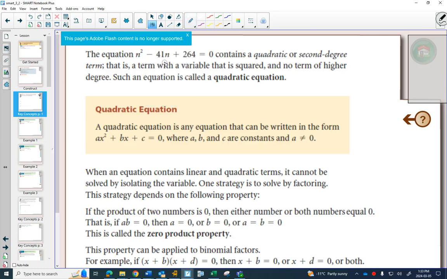The thing we're going to highlight is that if you have something squared in an equation, like n squared minus 41n plus 264, we have a quadratic or a second degree term because we have an n squared. And when you have an n squared or an x squared, you have a quadratic equation. So I am going to give you one that's possible to solve.